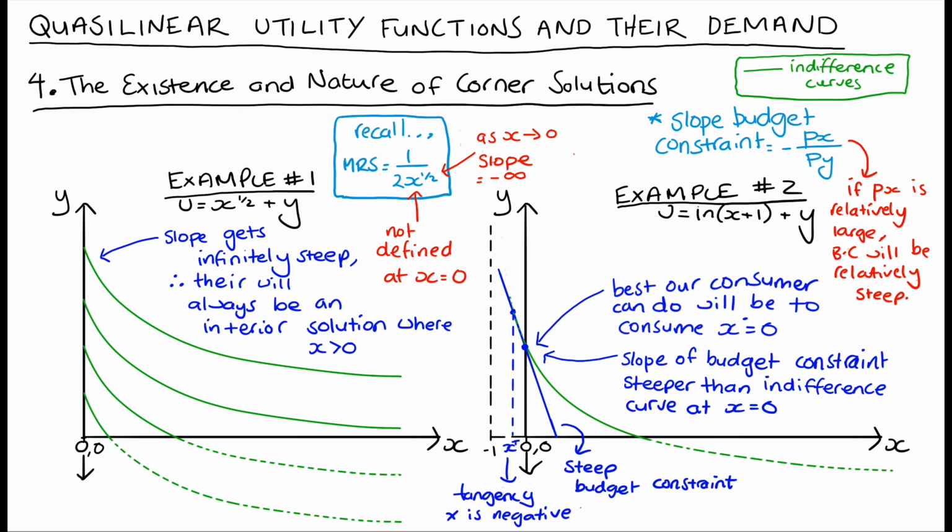So we can take from these examples that we should not be looking for a corner solution where x is equal to 0 in every single case.